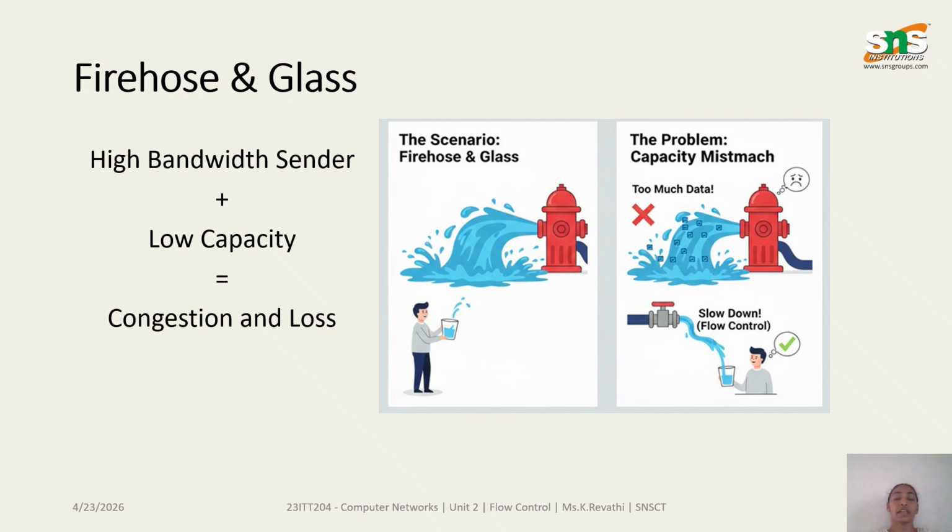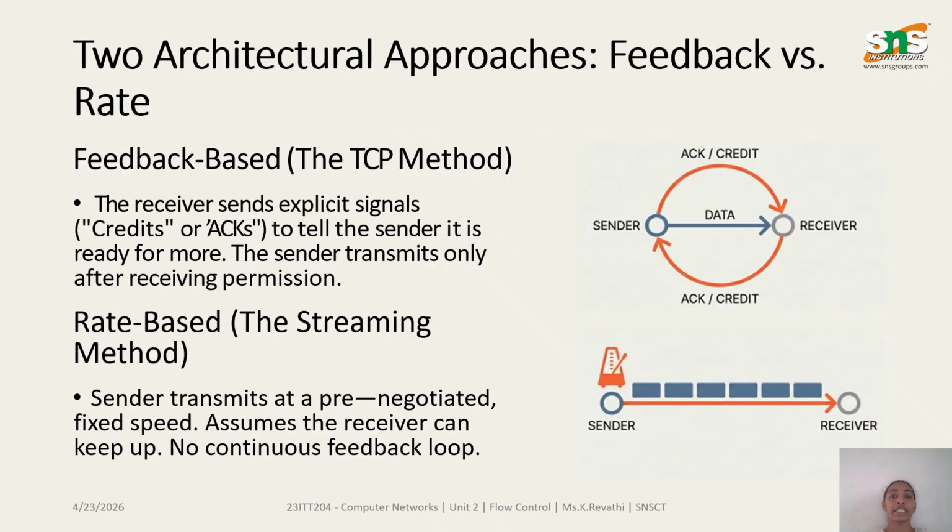Then we will see the definition of flow control. Flow control is a mechanism that ensures the sender does not send data faster than the receiver can handle. It also maintains a balance between sender speed and the receiver capacity. Without flow control, what will happen is buffer overflows, packets are lost, and network efficiency drops.